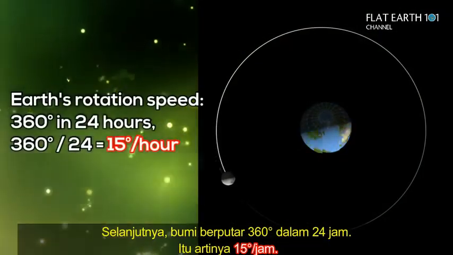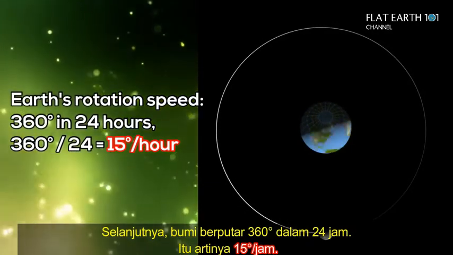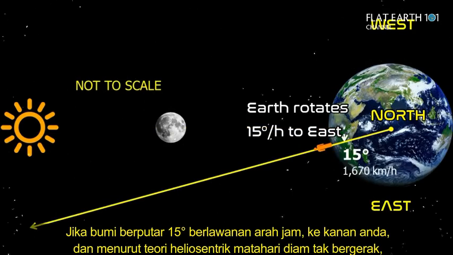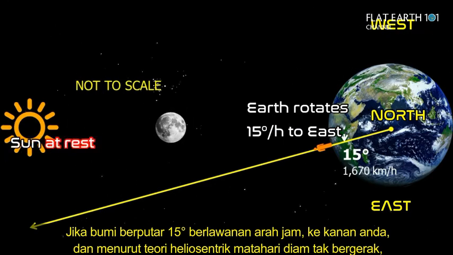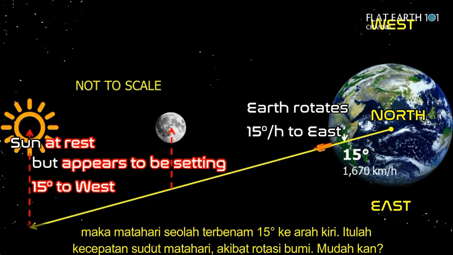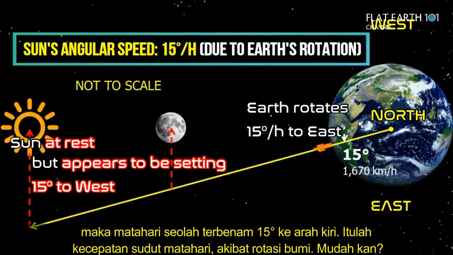Now, the Earth is rotating 360 degrees in 24 hours. It means 15 degrees per hour. If the Earth is moving 15 degrees counterclockwise to your right, and according to heliocentrism the Sun is at rest, then you will see the Sun appears to be setting 15 degrees to your left. That's the angular speed of the Sun due to Earth's rotation.